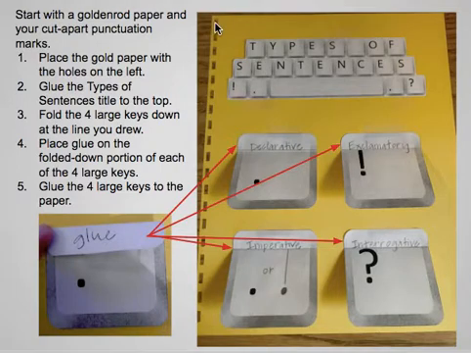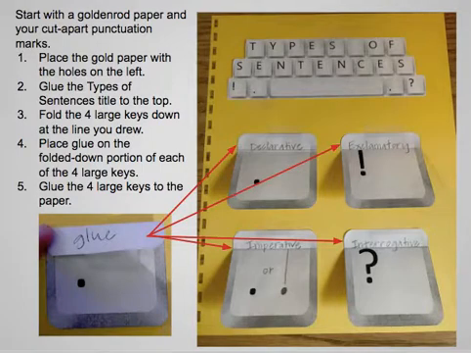So the gold paper has the holes on the left. You're going to glue the title, types of sentences, right up here. And you're going to glue the 4 large keys right here. The glue is only on this top part. I folded at the line and just put glue on the back. This is a close-up of what that looks like. So the glue is just right back there behind each of the types of sentences, behind each of the names.